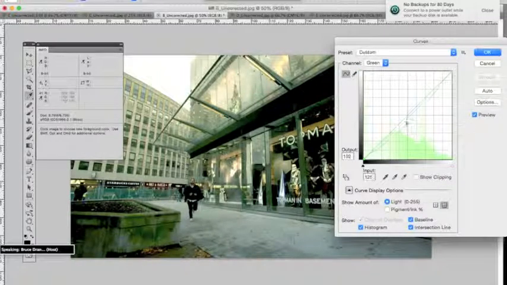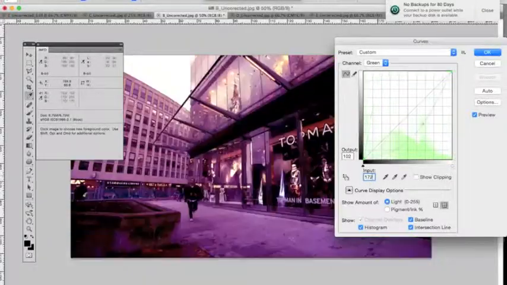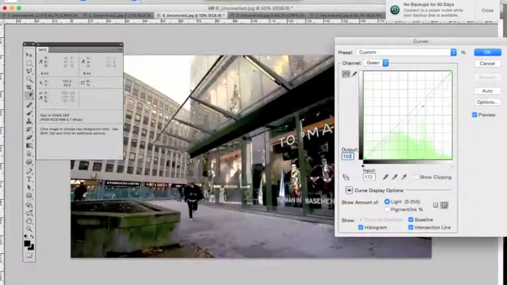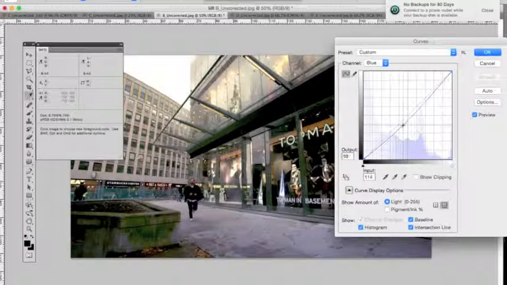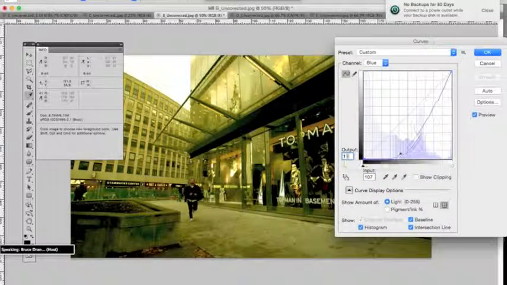So again, it's just colour by numbers. We have 170 on the input, and we want 153 on the output. And the same for our blue. Here's 170 as well, and 153.